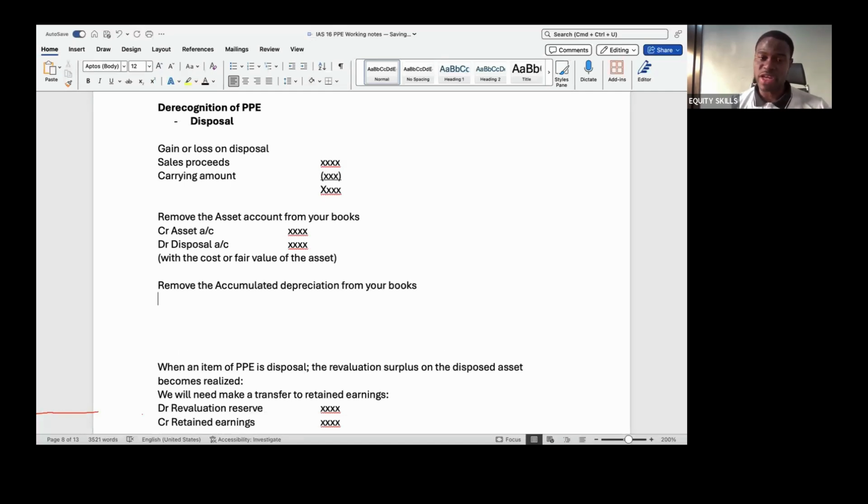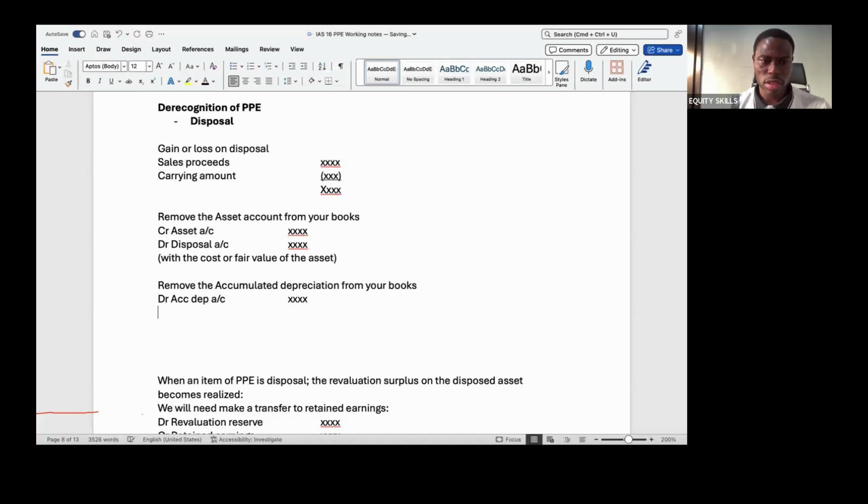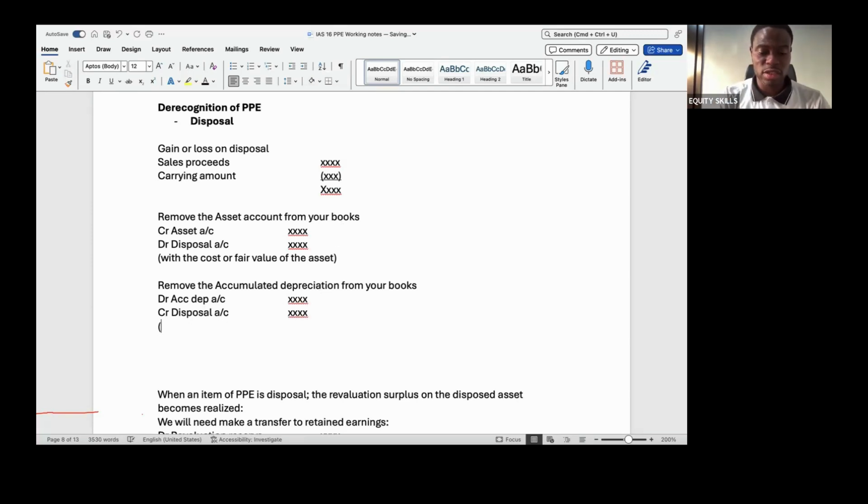And how do you remove the accumulated depreciation? Accumulated depreciation is a credit entry. To remove it, you debit the accumulated depreciation account. Do you know what you credit? Disposal account. So with this now, you have removed the accumulated depreciation from your books. It's gone. And this is with the accumulated depreciation.